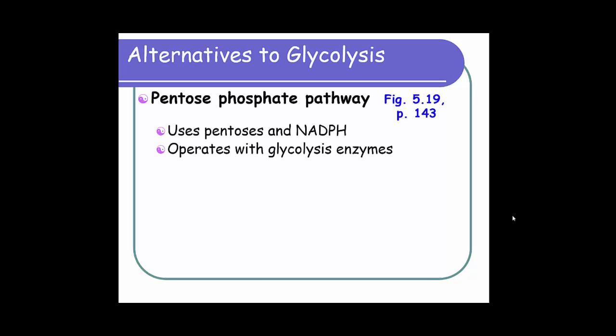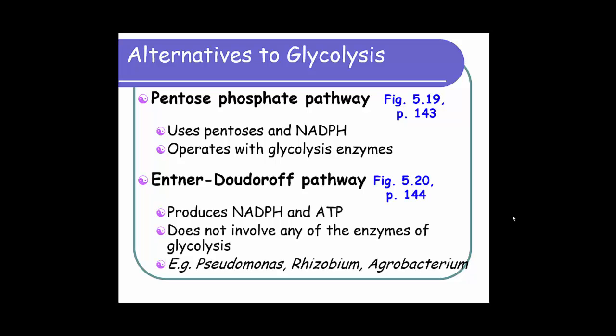We do have some alternative pathways to glycolysis if the cell has the enzymes that can run these pathways. On page 143, you have a figure of the pentose phosphate pathway. Instead of a 6-carbon sugar, the pentose phosphate pathway uses a 5-carbon sugar and NADPH as the carrier. It does use many of the same enzymes as glycolysis, but simply starts with the 5-carbon sugar.